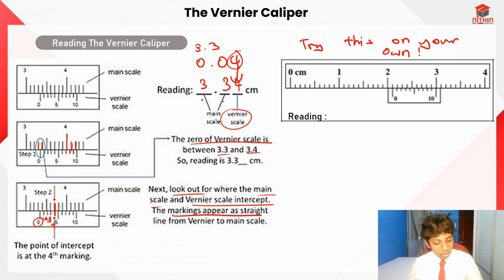So how do we do this? First step, the 0 of the vernier scale. So where is the 0 over here? The 0 is exactly on 2.1. And another thing we can see, do you remember the second step? The markings appear as straight where it intercepts. So not only is the 0 exactly on 2.1, it is also completely straight on it.